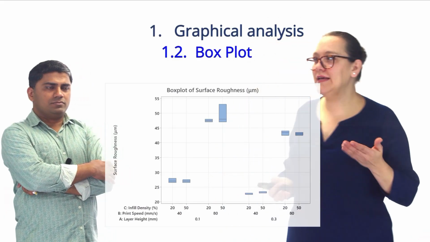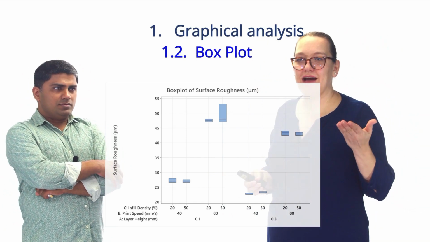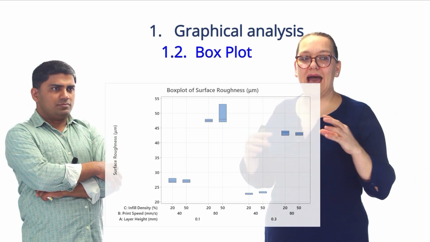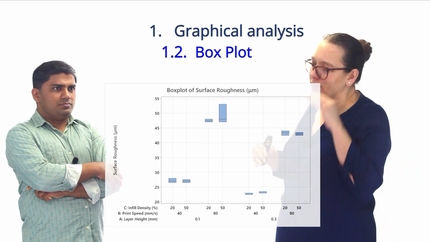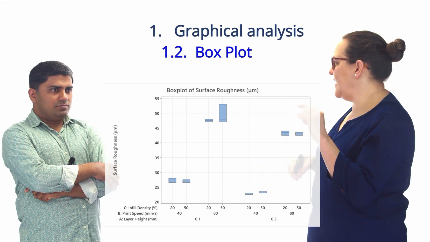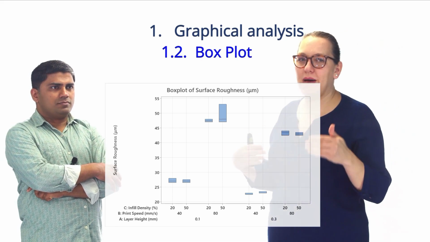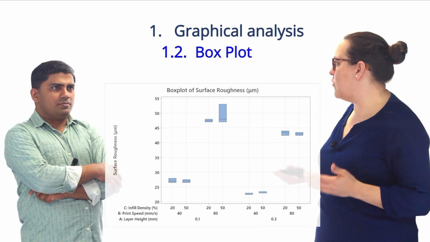Okay, Jovish, so let's look at one of the box plots. Here we have the surface roughness, and you can see 8 groups, so they represent your 8 combinations. But instead of having the individual values, now we have this plot that tells you about the variability that the process has in the different combinations.